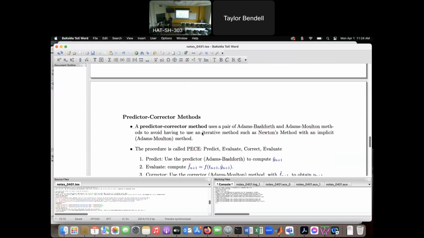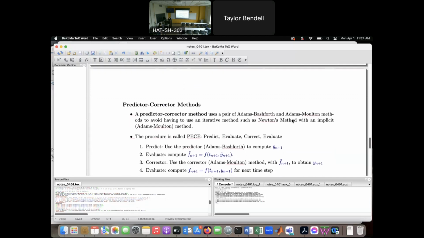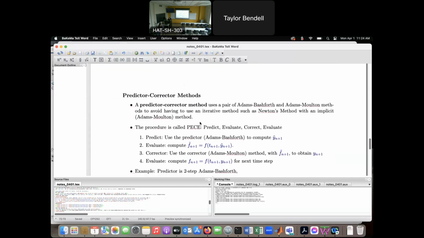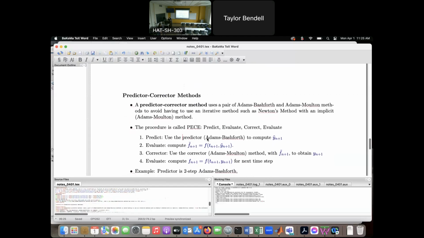So in order to not have to use the iterative method, the predictor-corrector method uses Adams-Bashforth and Adams-Moulton methods together. So here's the procedure. That's abbreviated PECE: predict, evaluate, correct, evaluate. So what you're doing is, you first use your predictor, which is your explicit Adams-Bashforth method, and you compute a y n plus 1 value. I'm calling it y n plus 1 tilde because it's actually an intermediate value. It's not going to be our final y n plus 1.